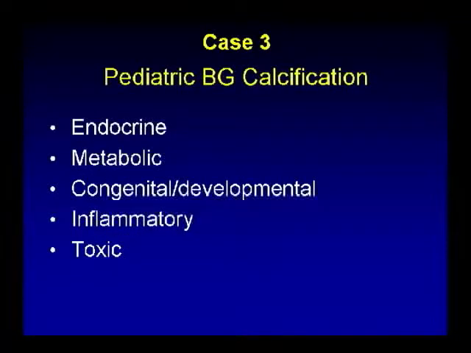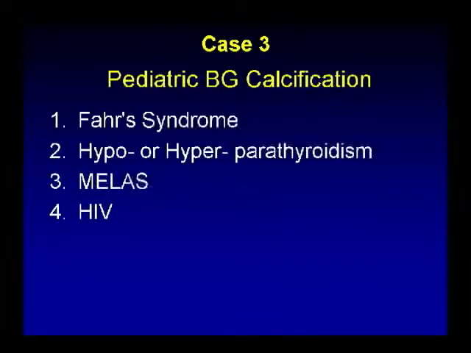So the other thing that we noticed on her film is those calcifications. And there's a wide list, but there's really 4 things in a patient under 20 you should be thinking about with basal ganglia calcification. The 4 top things are Fahr syndrome, which is a neurological syndrome, typically with dystonia and chorea, not infarcts classically. Abnormalities of parathyroid hormones, MELAS, and HIV infection, congenital HIV infection.